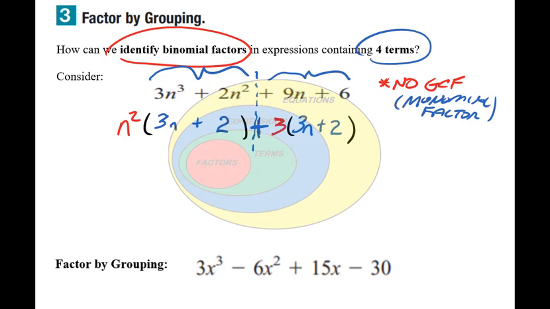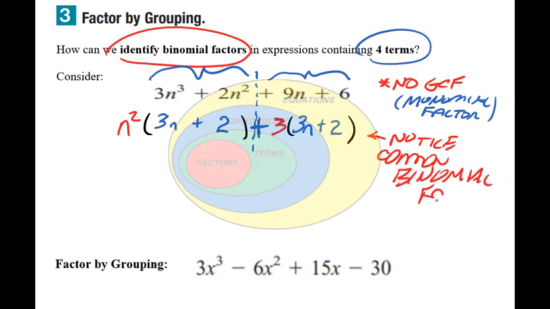Now we'll notice after we do that, we have a common binomial factor. The 2 terms now have this common binomial factor of 3n plus 2. So if we factor that common binomial factor out of these 2 terms, we would have this 3n plus 2, and what do we need to distribute to get the 2 terms back?